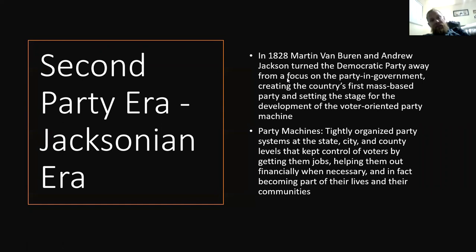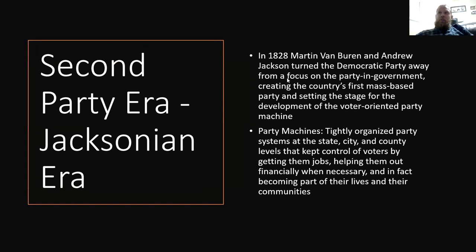And so because of this evolution, then political machines, these political operatives, these Democrats, these Republicans, the Republican Party didn't exist back then. At this point, it was still the Whigs, but the future Republican Party, they would create these machines that would then be in control of the party from a private position, from a private environment. And so these party machines were tightly organized party systems within each state, within each city, and even at the county levels that kept control of voters by getting them jobs, helping them out financially when necessary, and in fact, becoming a part of their lives and their communities.